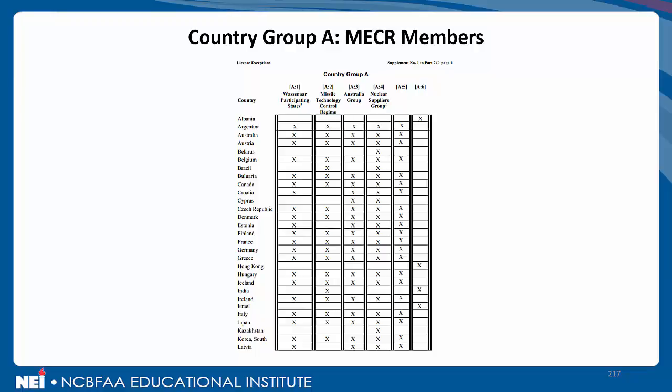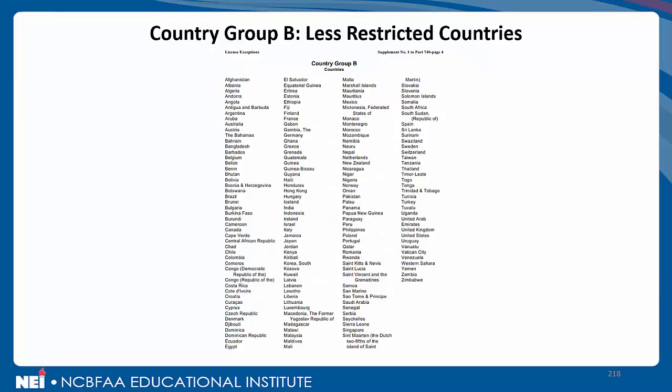So here, an X in the box could be interpreted as a good thing. Country group B, less restricted countries. As the name would indicate, countries that we're less concerned about in terms of our export controls. Doesn't mean we're not concerned at all. Lots of the countries on this list, depending on the ECCN, will have a license requirement associated with it for specific reasons for control. But these are less restricted countries.